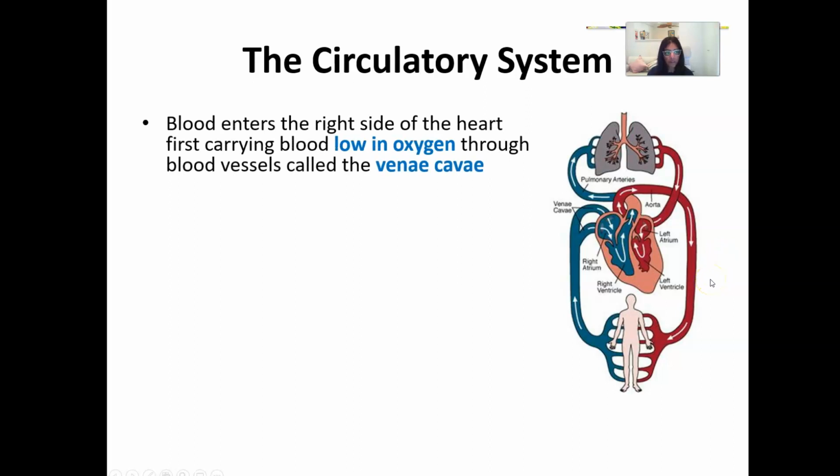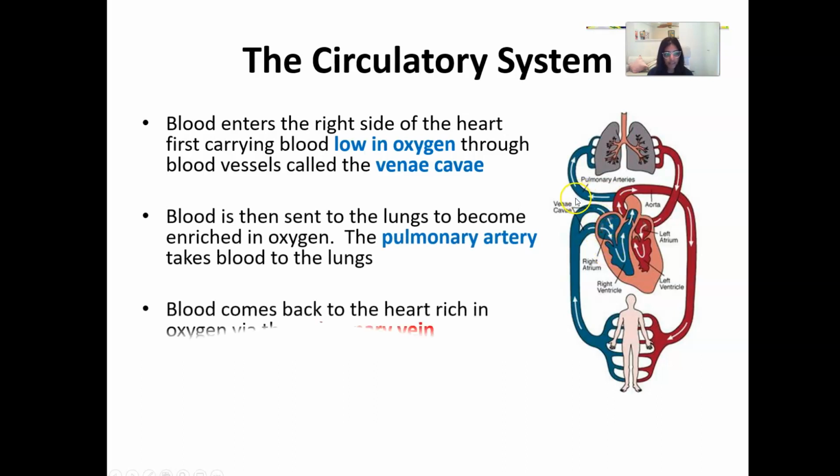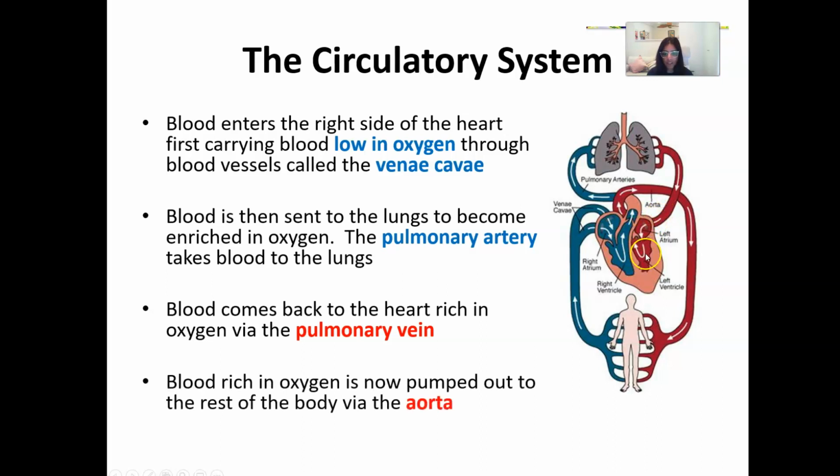So just to summarize what we have learned again, blood that is low in oxygen is received by the right atrium from the inferior and superior vena cavae. Blood will then go to the pulmonary circuit to become oxygenated. It comes back from the lungs towards the heart, oxygenated, through the pulmonary vein. It then enters the left atrium, the left ventricle, and that blood is pumped out to the entire body through the aorta.